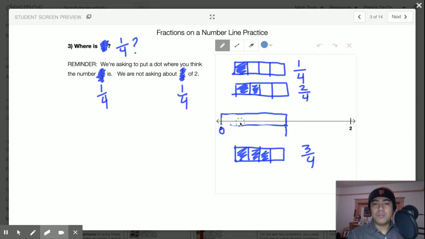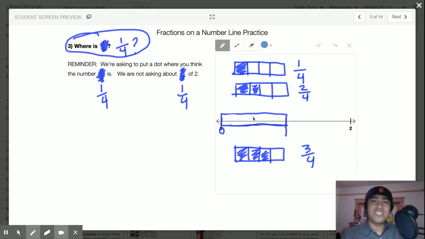But I'm not trying to shade 1 whole. I'm trying to figure out where is 1/4. Where is 1/4? Okay? Well, the good news is I just have to do the same thing I've done in my other pictures here. I'm taking this one whole and I'm cutting it into fourths.